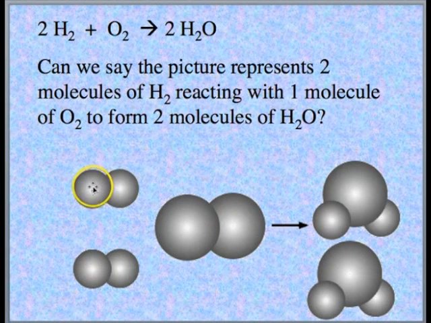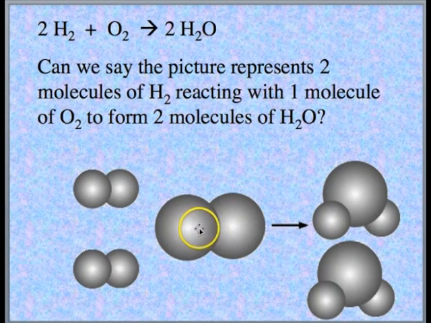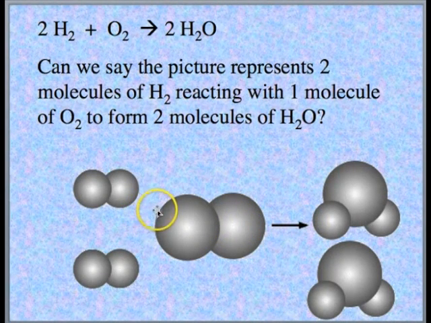So what happens is this hydrogen molecule breaks apart into two hydrogen atoms. So does this one. And the oxygen molecule breaks apart into two oxygen atoms. And then the atoms recombine to form water, or H2O. So this represents two molecules of hydrogen reacting with one molecule of oxygen to form two molecules of water.